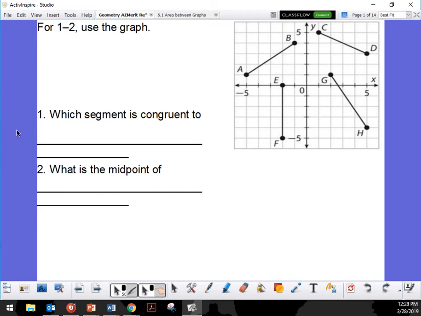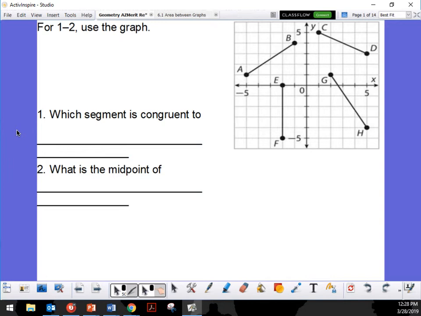Alrighty then. Okay, you people, this is geometry. This is my AZMerit review, and we're going to go through and actually do a lot of the questions, and you guys are going to help me and interact with me about what you would do when you see this question right here. Okay, it says, for this, use the graph.